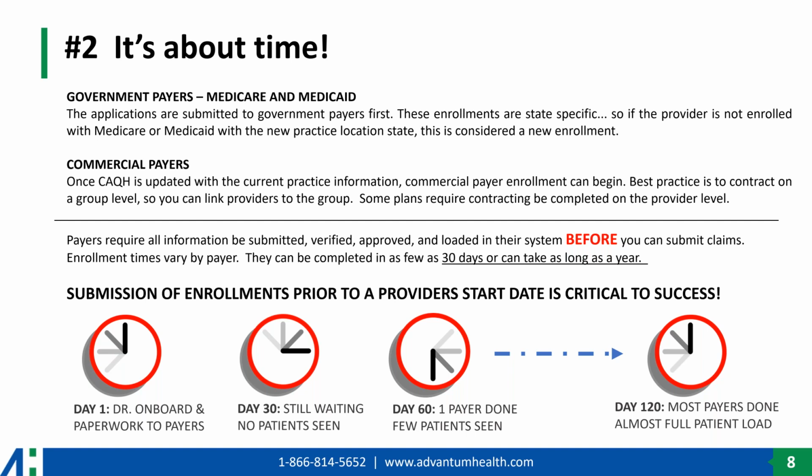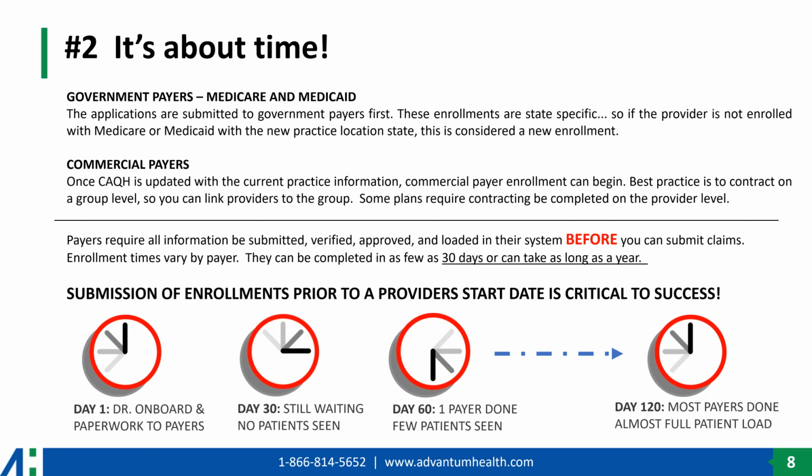Payers require all information to be submitted, verified, approved, and loaded in their system before you can submit claims at the in-network rate. Enrollment times vary by payer, and they can be completed in as few as 30 days, or I've seen them take as long as a year. So the biggest key is that submission of enrollments prior to a provider start date is critical to success.